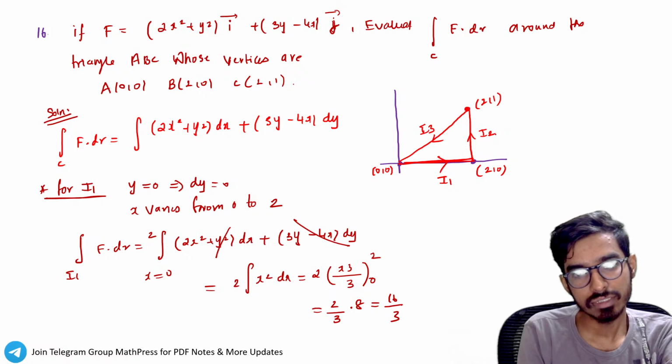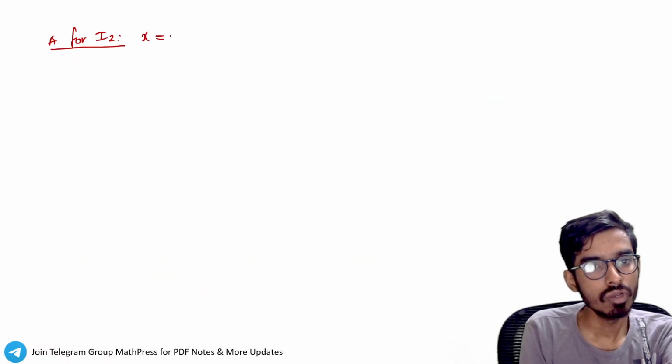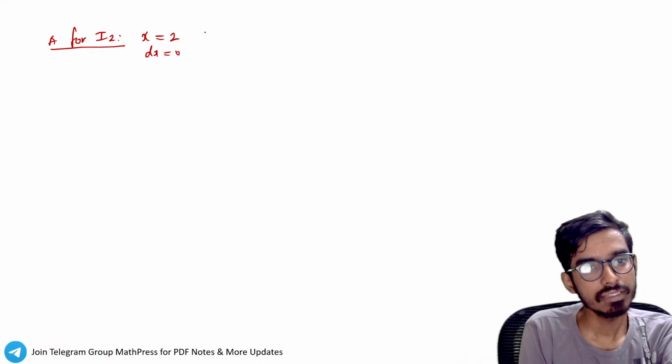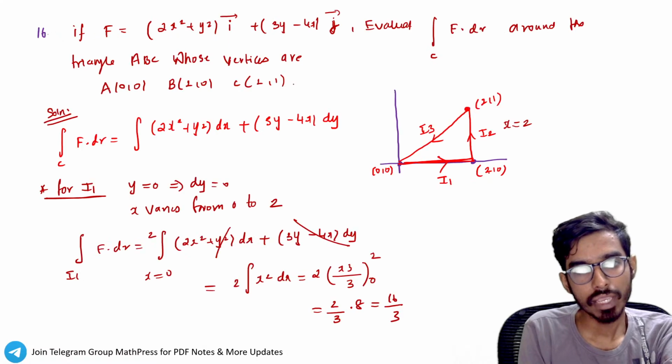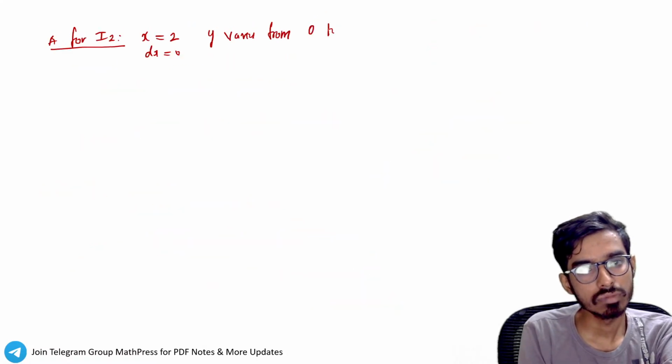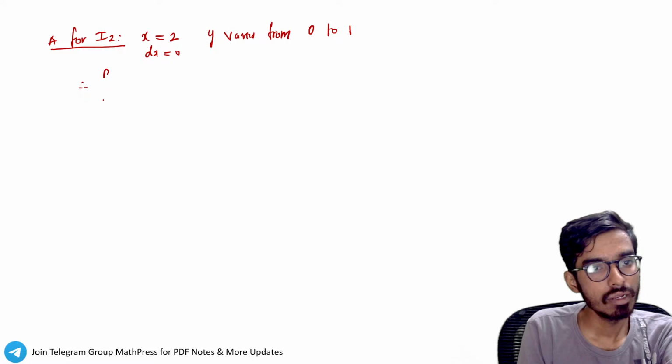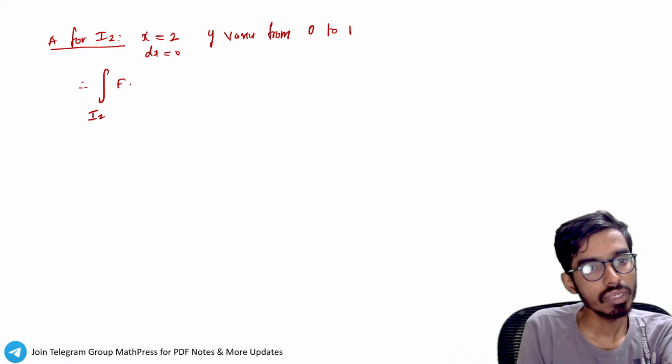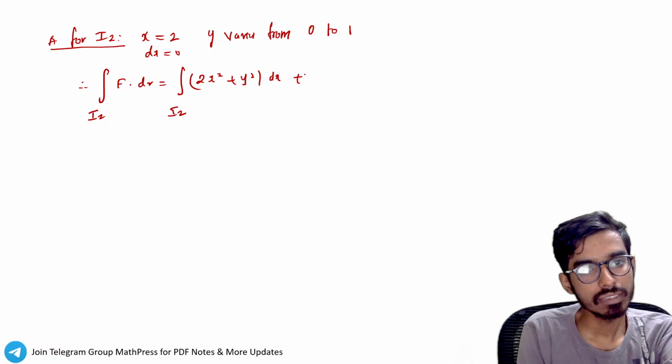we have, what is this line? This line is the x equal to 2 line, right? So for I2, x is equal to 2, dx is 0. So y varies from 0 to 1. Therefore, the integral over I2 of f dot dr will be the integral over I2. So f dot dr is (2x squared plus y squared) dx plus (3y minus 4x) dy.